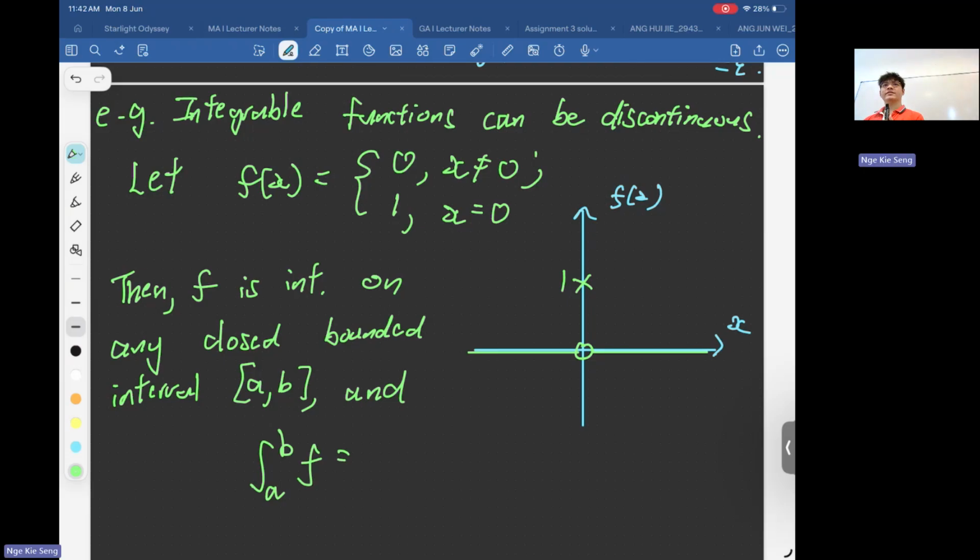What's the area under this graph? 0. You think it's 0? There's a line there. Oh. Yeah. Okay. You see this more clearly in measure theory.